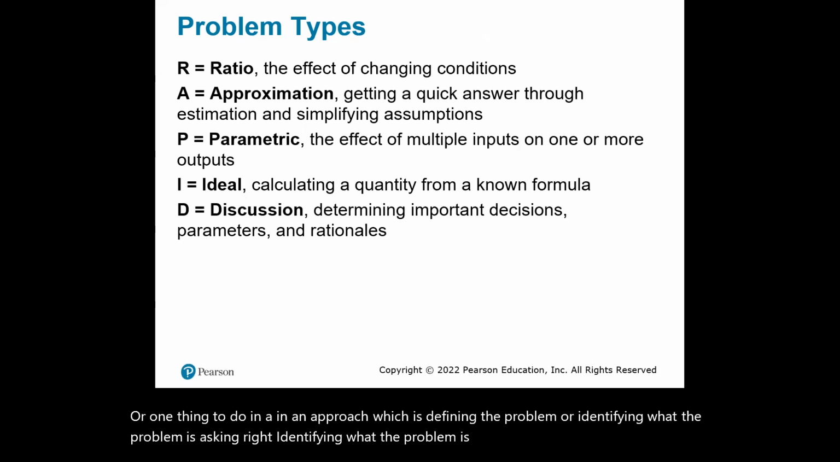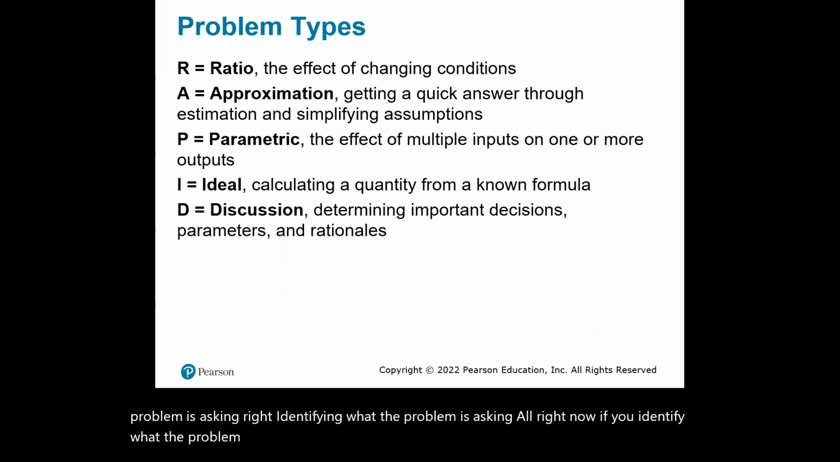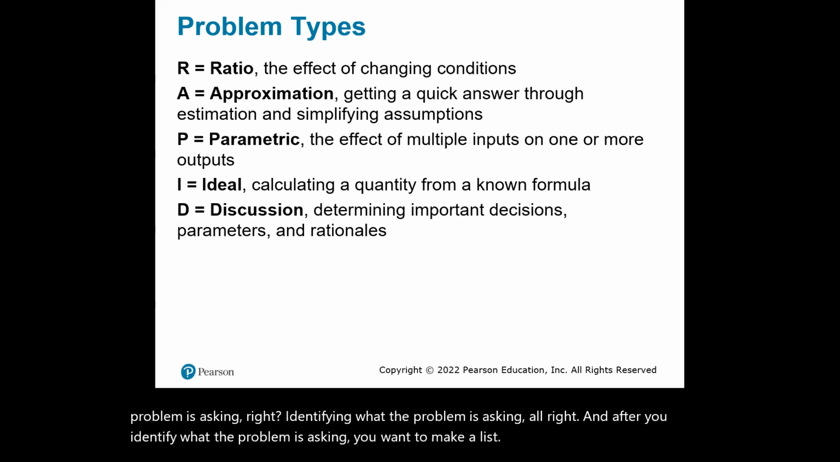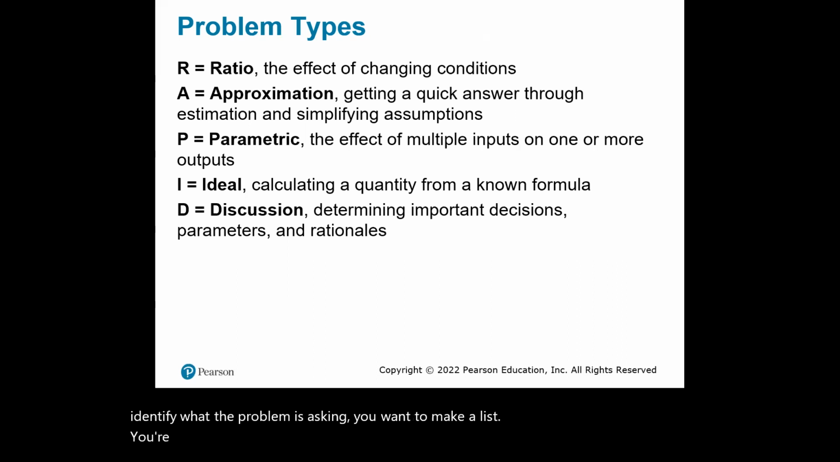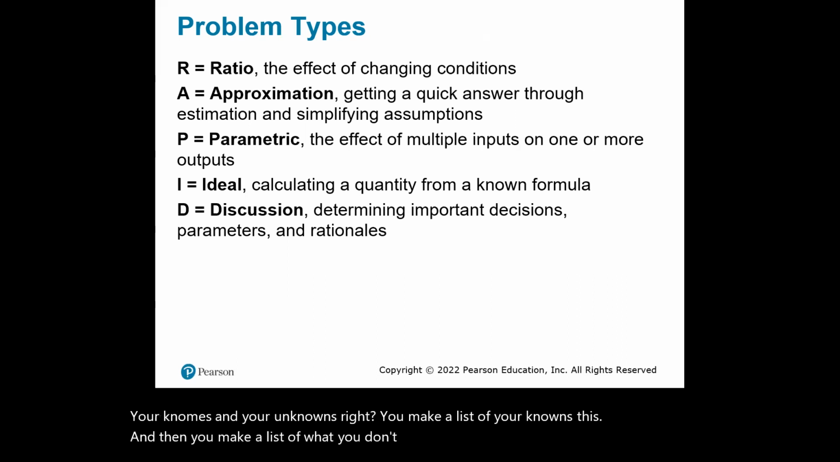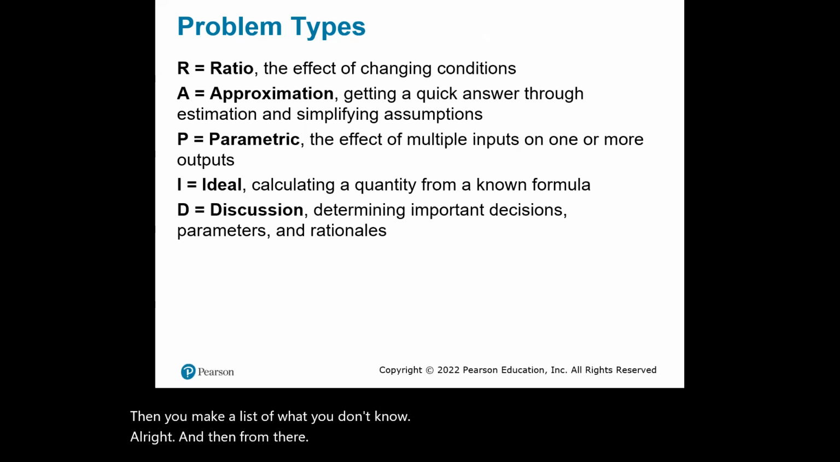All right, and after you identify what the problem is asking, you want to make a list of your knowns and your unknowns, right? You make a list of your knowns, you know this, and then you make a list of what you don't know. All right, and then from there, step 2 would be simplifying the problem. Simplifying the problem. What does that mean?